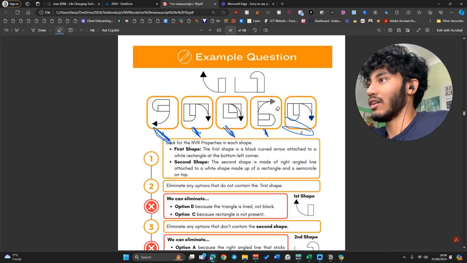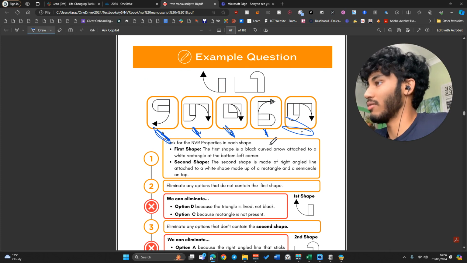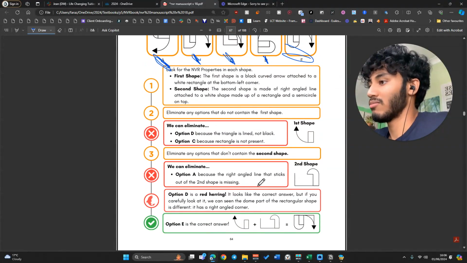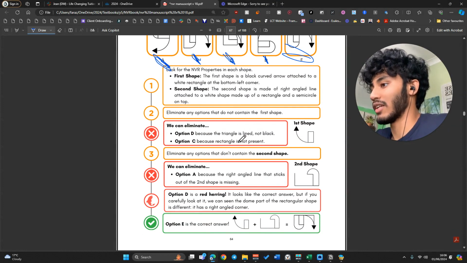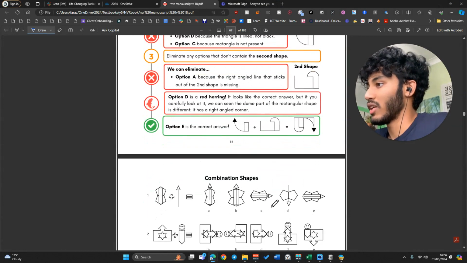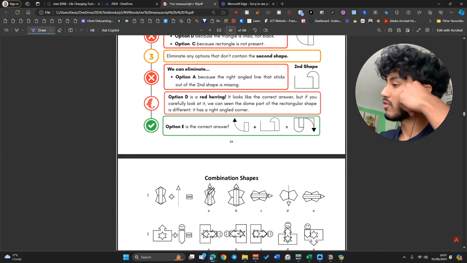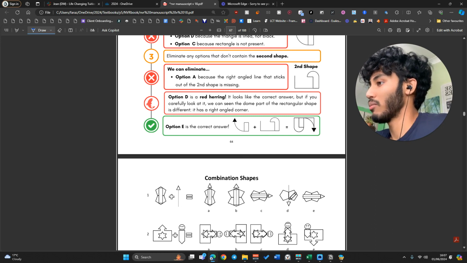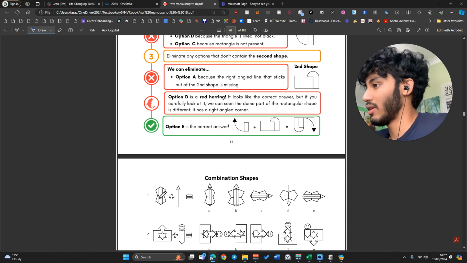Again, if you didn't understand that, just rewatch that section and hopefully you can get it. And you can also read through this part, which explains the exact same thing that I've just explained. If we keep going down, I'll do two of these questions and then leave the rest for you guys to do from the book or from the app. So combination shapes, question 1.